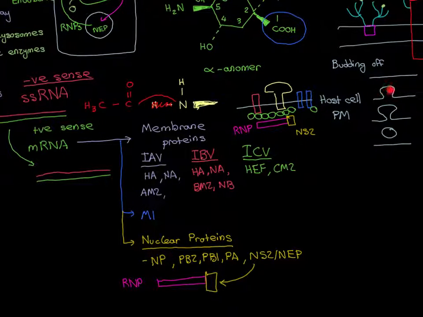You'll complete up the M1 shell here, so you will end up with perfect new virus particles. You end up with a viral envelope with loads of copies of the viral envelope proteins in. Underneath that, you'll have the M1 shell, and inside that, you'll have the ribonuclear proteins along with non-structural proteins 2 bound to them.